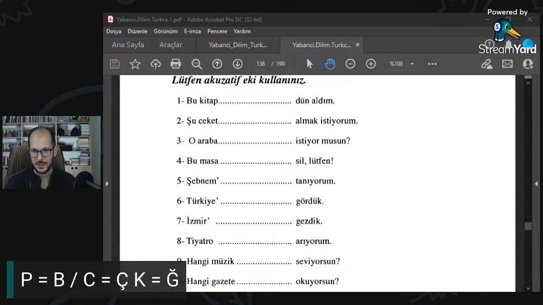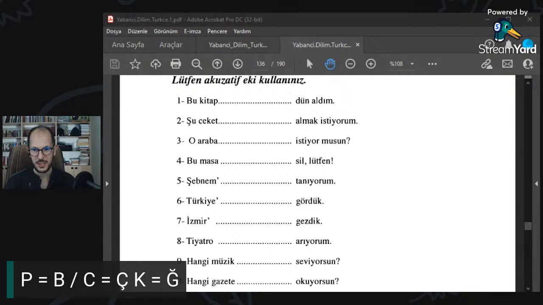Yeah, so for example, the t doesn't change to d here. That's for a different suffix. For example, the aorist tense: gitmek becomes gider, but that's for the aorist tense. Let's see. Do we have it for any of the case markers? De, da becomes te, ta, right? Let's say iş. İşte becomes iş-te. But that's a different one. That's not for the accusative case. That's for the locative case.